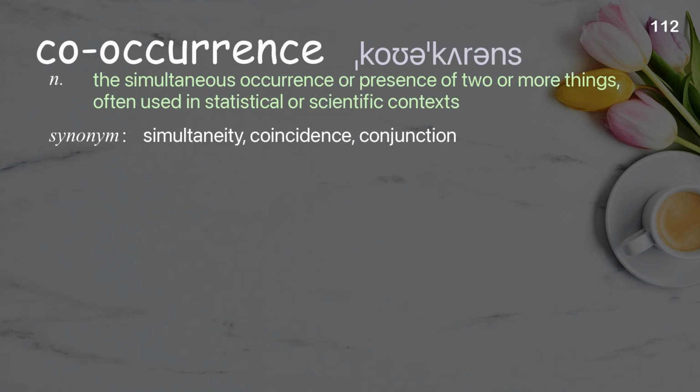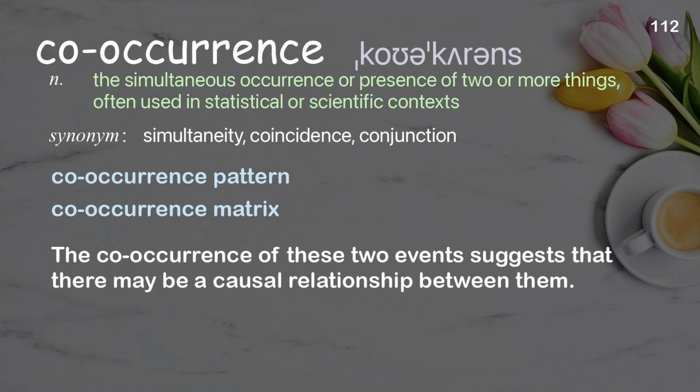Co-occurrence. The simultaneous occurrence or presence of two or more things, often used in statistical or scientific contexts. Examples: Co-occurrence pattern. Co-occurrence matrix. The co-occurrence of these two events suggests that there may be a causal relationship between them.